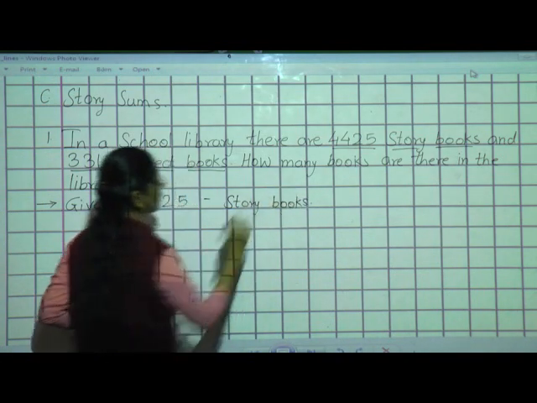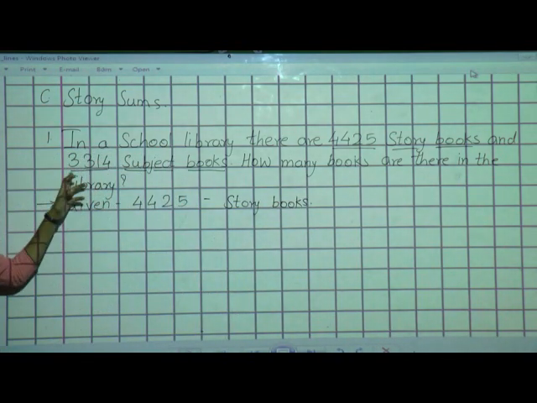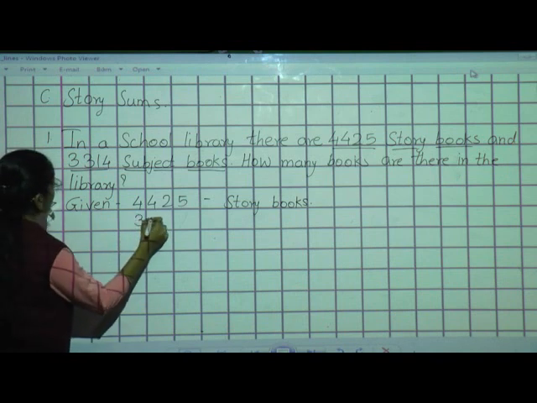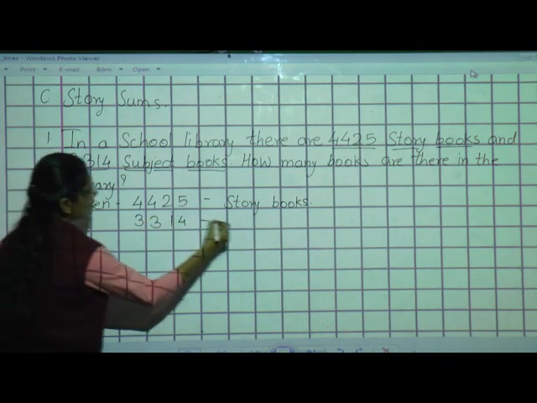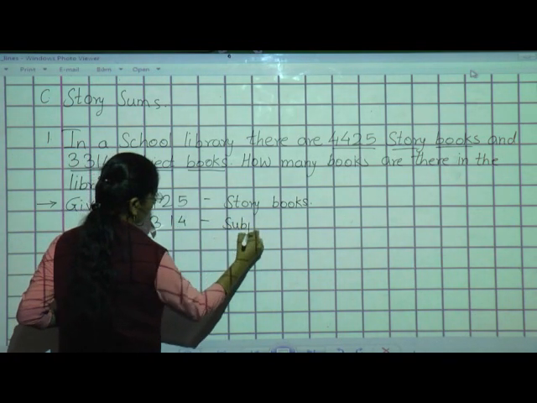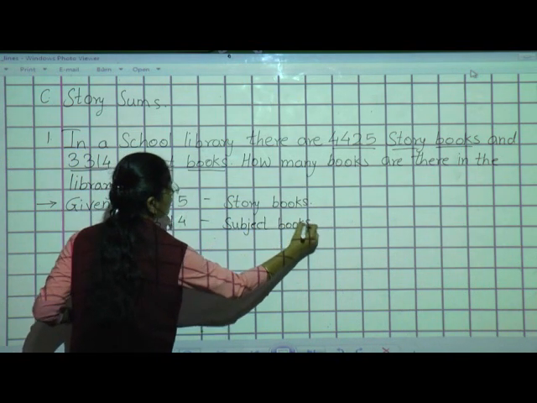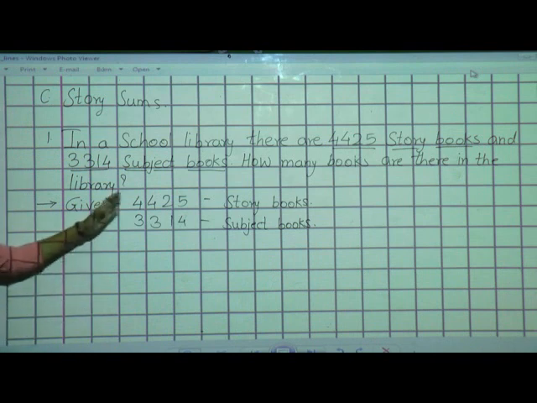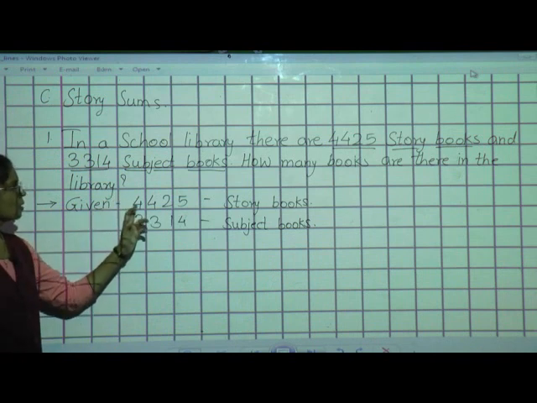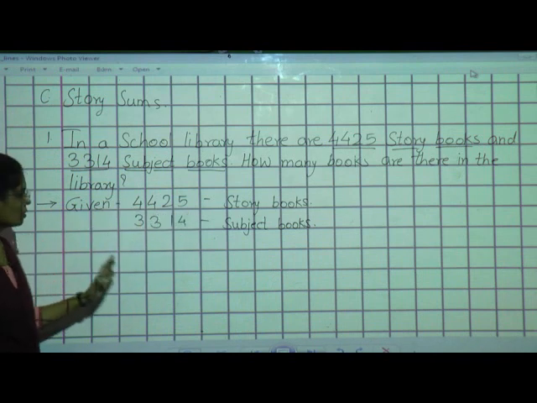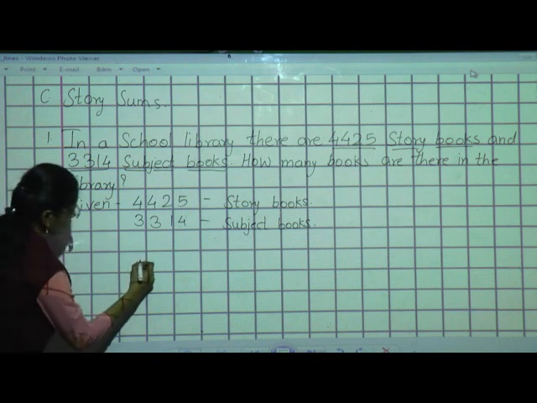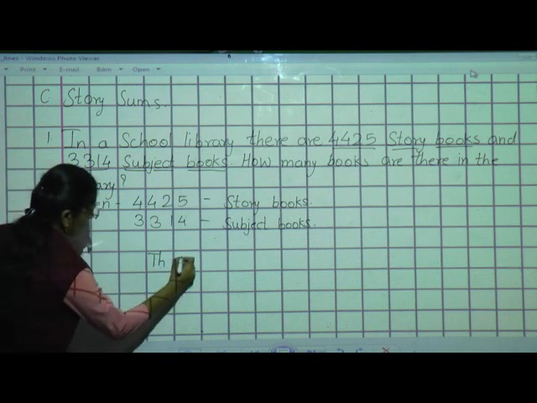Then how many subject books are there? There are 3,314 subject books. Now we will add these two numbers. Now see, these are 4-digit numbers. So first what we will do? We will draw one place value chart.